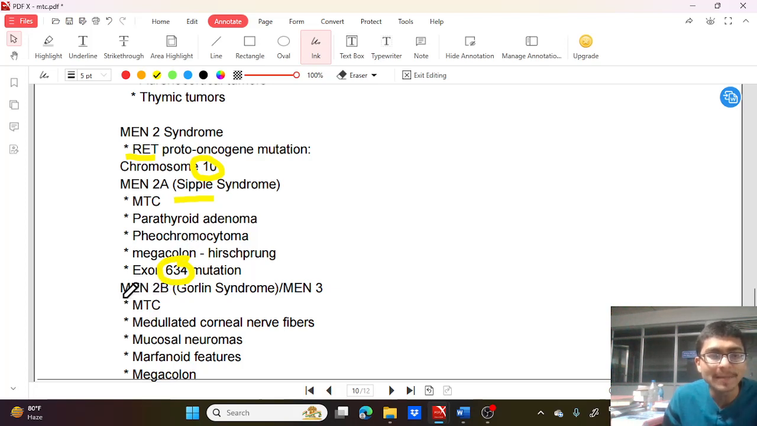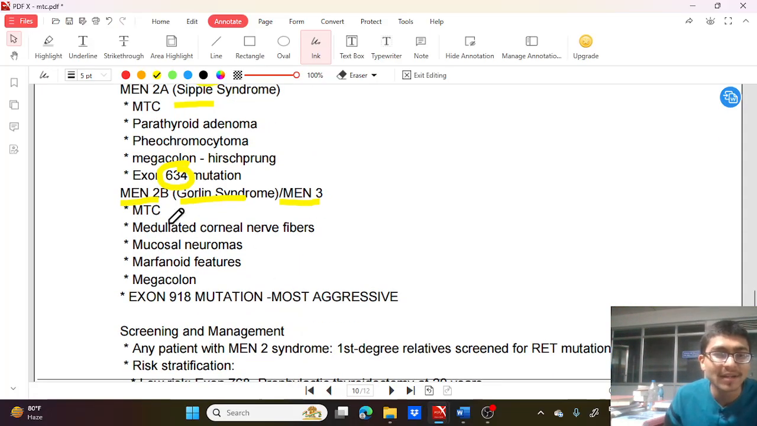Then coming to MEN2B, that is also known as Gorlin syndrome or MEN3. Here we'll be having again medullary thyroid cancer, medullated corneal nerve fibers. So this is important, medullated corneal nerve fibers, which is different. Mucosal neuromas and Marfanoid features, facial features and bony features, and lastly megacolon. So megacolon is more common in MEN2A but is also seen in MEN2B, and the exon mutation is 918, and it will be most aggressive.